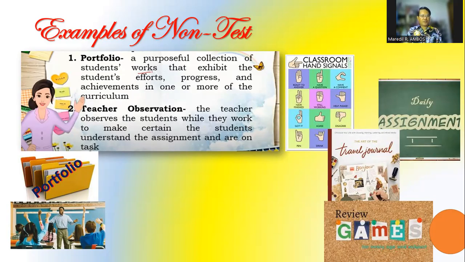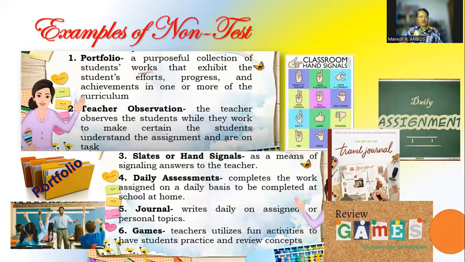The second is the teacher observation. So the teacher observes the students while they work to make certain the students understand the assignment and are on task. The third is the slates or hand signals. Okay, it is a means of signaling answers to the teacher. And number four is daily assessments. So here, it is the work assigned on a daily basis to be completed at school or at home.